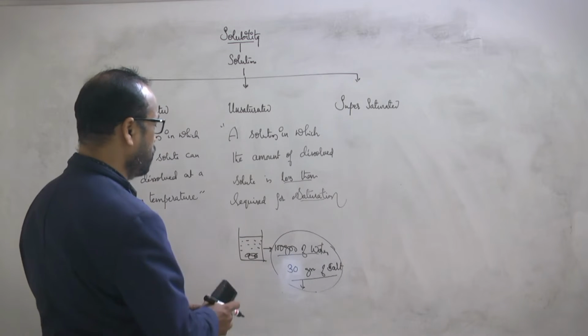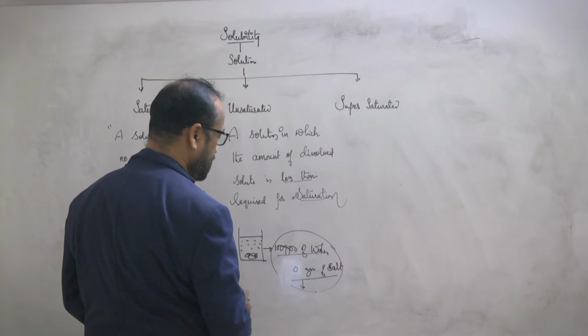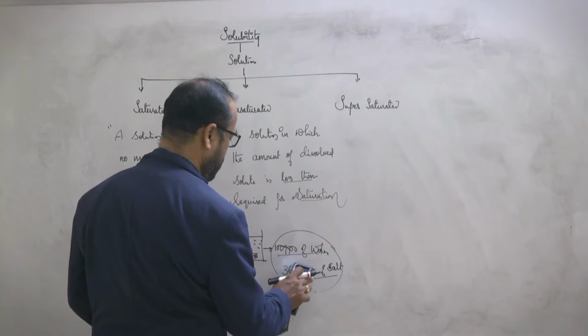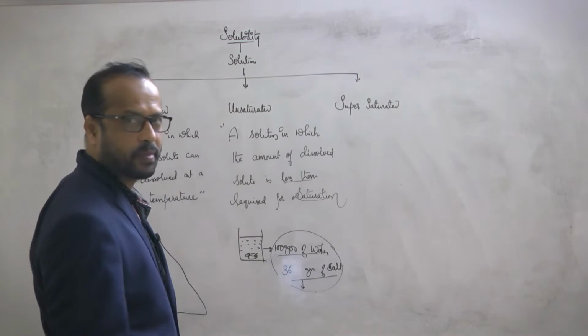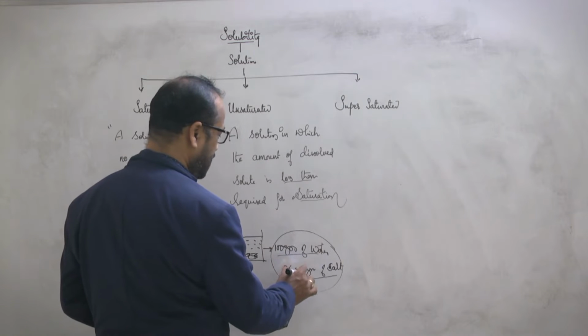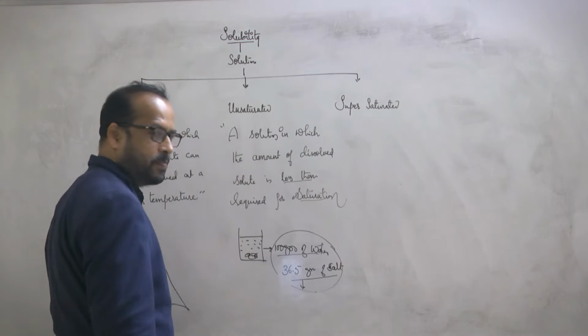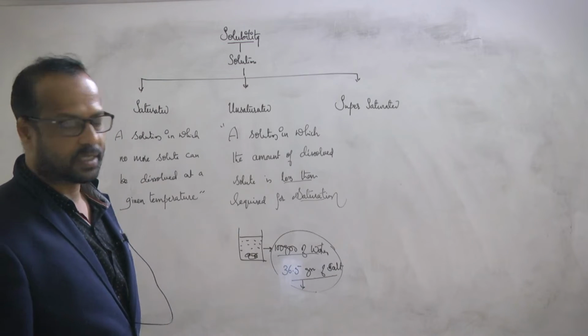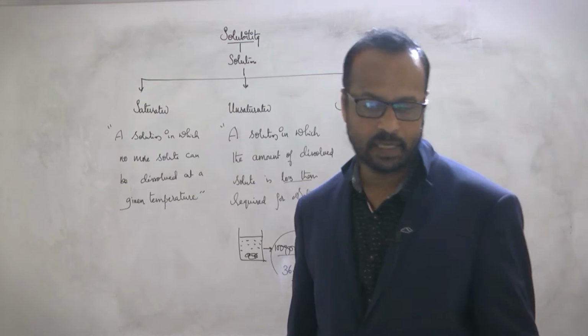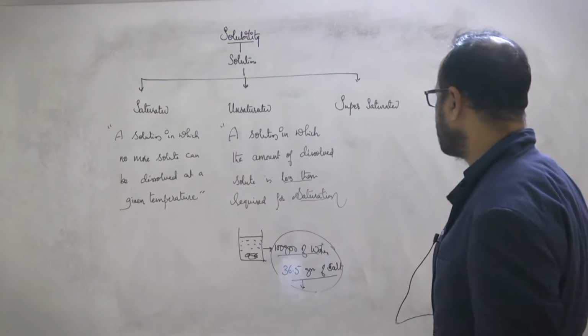Unsaturated. Unsaturated only. If I make it 36, then unsaturated only, because it is 36.5. So here, if I add 36.5 now, it is saturated. Did you understand the difference between saturated and unsaturated? Yes.